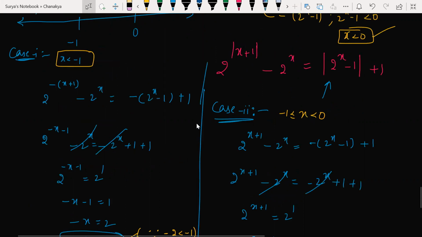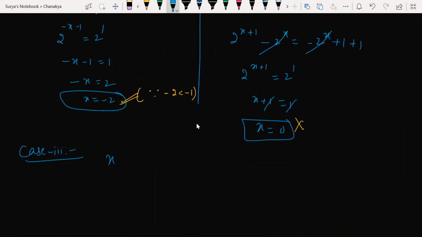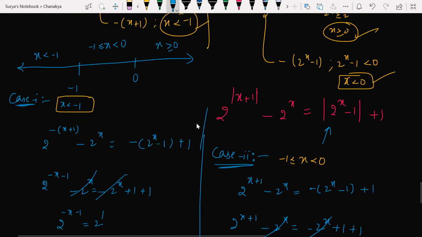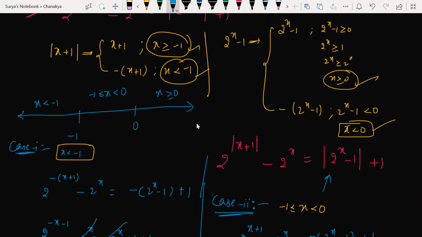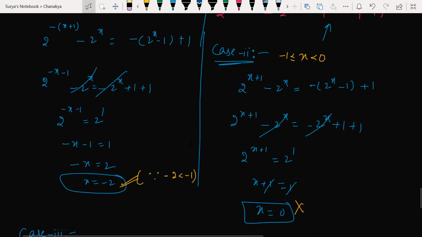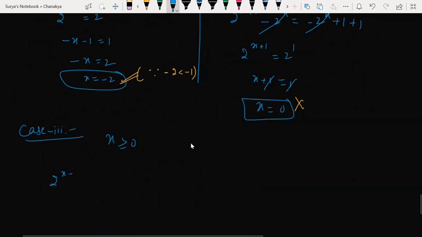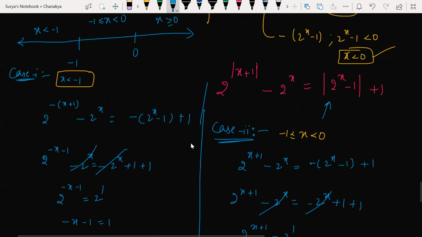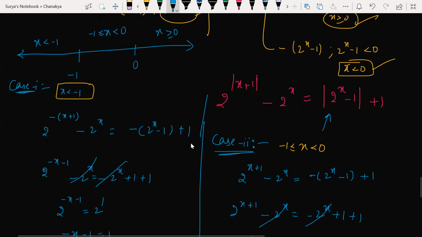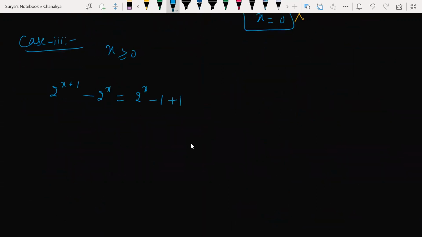Case 3 is x greater than or equal to 0. At x greater than or equal to 0, the function is defined as 2 to the power of x plus 1 minus 2 to the power of x, which is equal to, it was positive only, 2 to the power of x minus 1 plus 1. Correct? Yes, 2 to the power of x minus 1 plus 1.